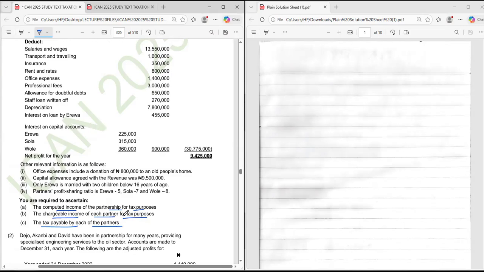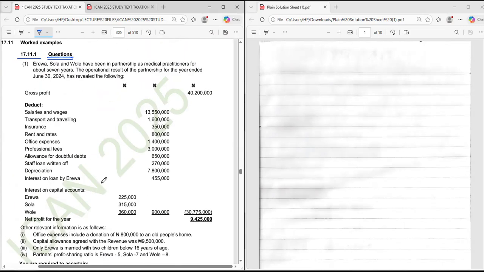So it's very simple. Now, in this case, they said Erewa, Shola, and Wale have been in partnership as medical practitioners for about 7 years. The operational results of the partnership for the year ended June 30, 2024 revealed the following. They had gross profit, and these are all their expenditures.